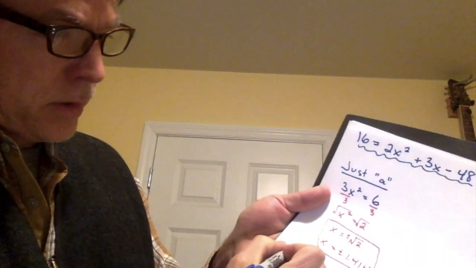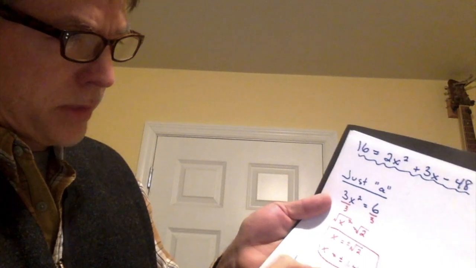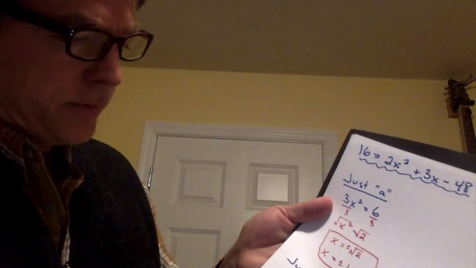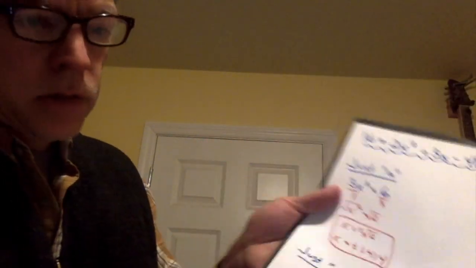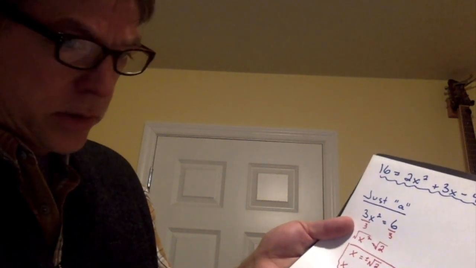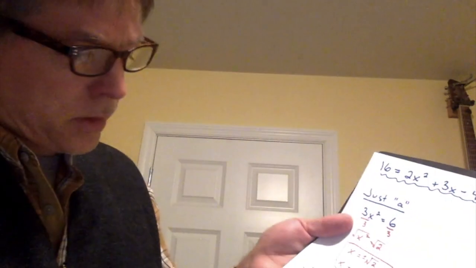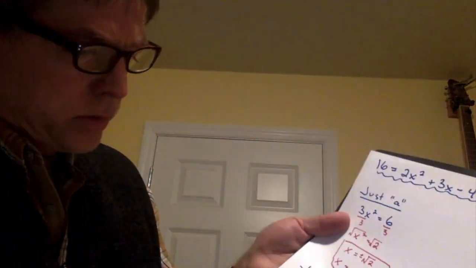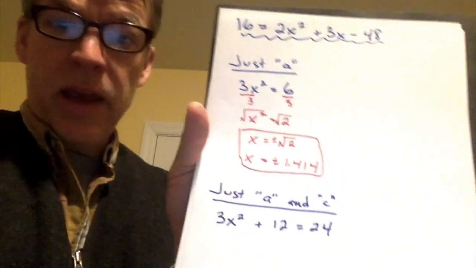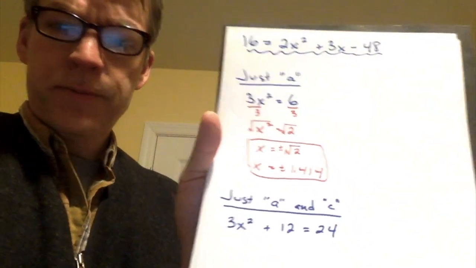So we also learned last class how to solve it if I have, say, here, wait, let me just be nice and consistent. Just A. And now let's add the C, okay? Just A and C. So let's do 3x squared plus 12 equals 24. Okay, so pause the video and see if you can solve that one.